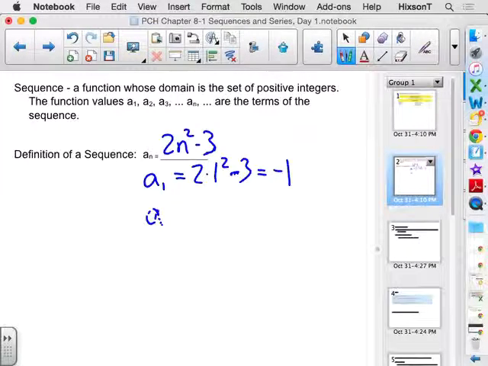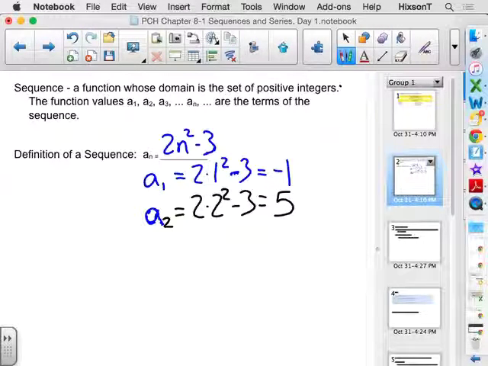Now a sub 2 is 2 times 2 squared minus 3. There we have 8 minus 3, which would be 5. And so on and so on.